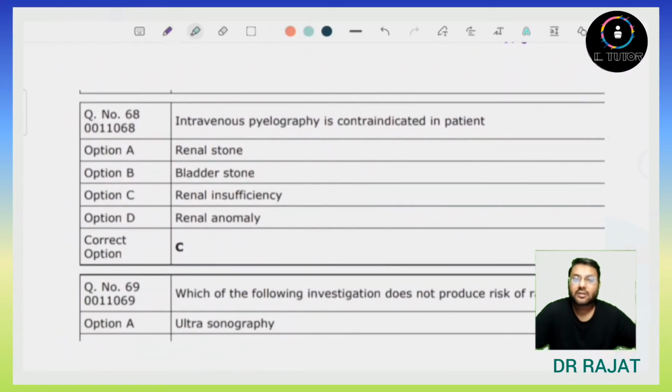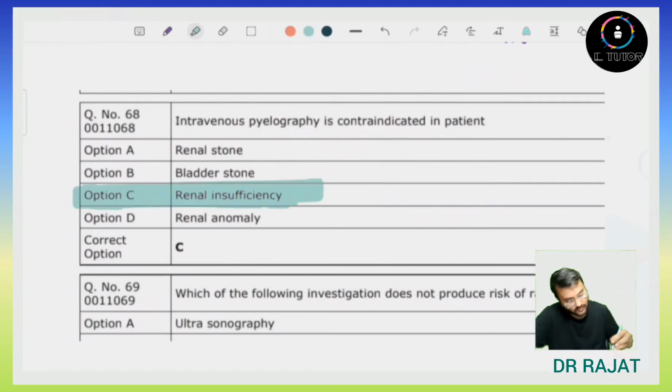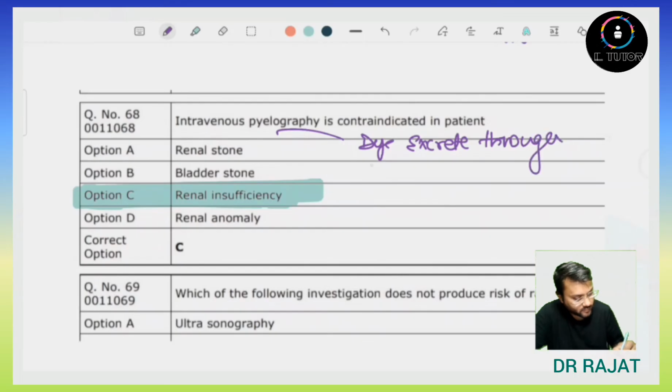Next question is intravenous pyelography is contraindicated in patient. So intravenous pyelography is contraindicated in the patient with renal failure or renal insufficiency, because the dye used in intravenous pyelography is generally excreted through the renal system, and if there is renal failure then it will increase the toxicity due to this dye. So answer here will be option number C, renal insufficiency. Because the dye is excreted through urine.